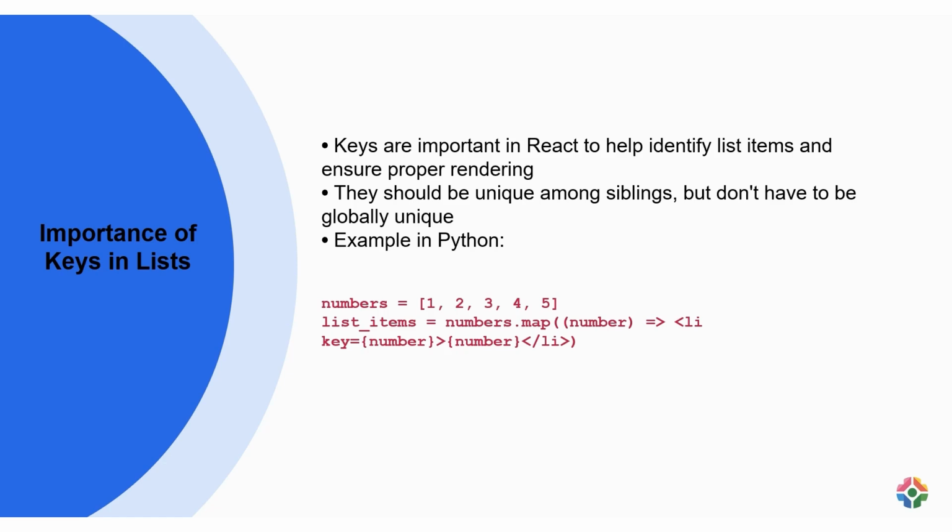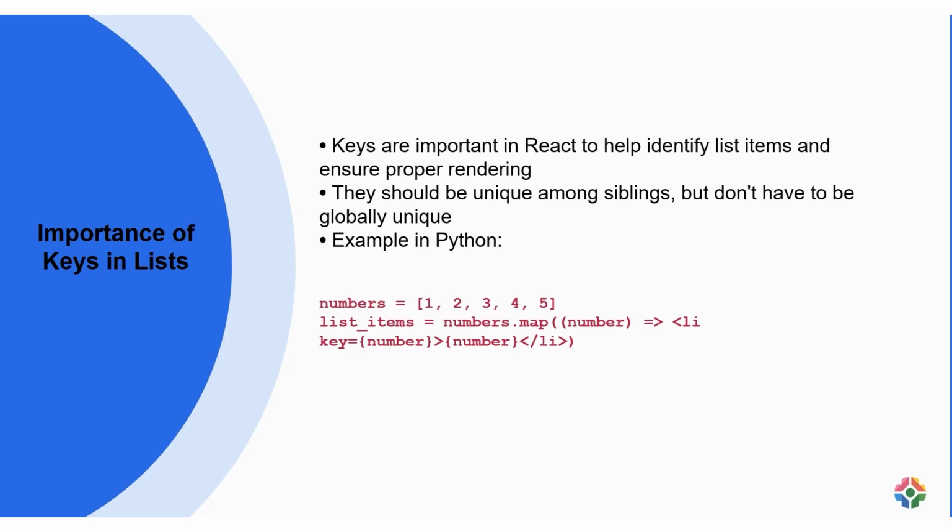By implementing unique keys for list items, React can accurately track and update components, enhancing performance and avoiding unintended rendering behaviors. Remember, while not globally unique, sibling elements in a list must possess distinct keys to maintain rendering integrity.